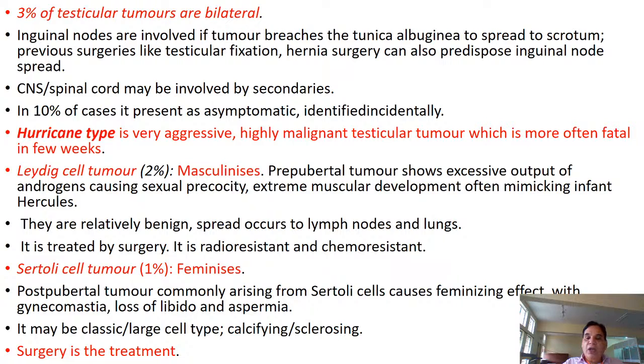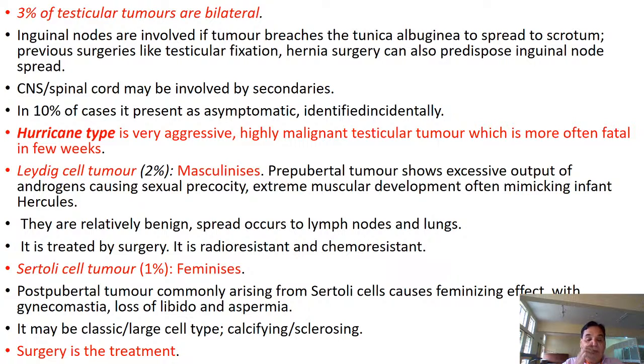Inguinal nodes are involved whenever the tumor is breaching the tunica albuginea. This is a covering layer, and it can spread to the scrotum in very late stages. In very late cases, it reaches the CNS and spinal cord. But usually one type of malignancy, called a hurricane type of testicular tumor, is highly malignant and more often fatal in a few weeks.